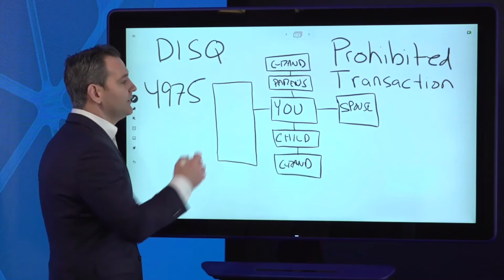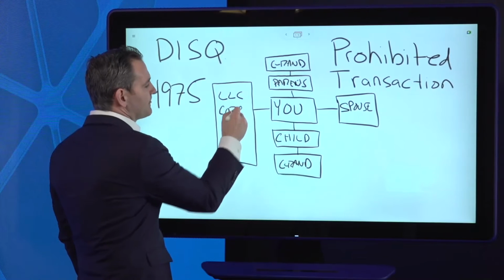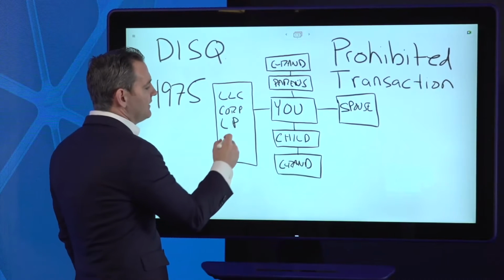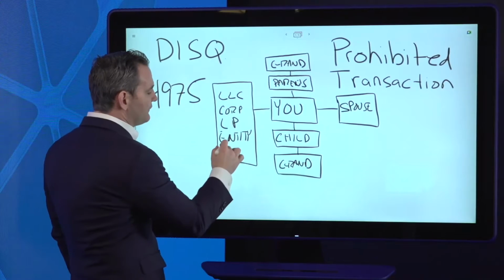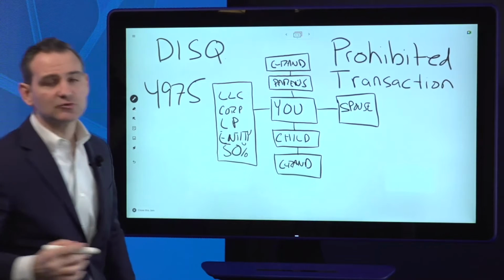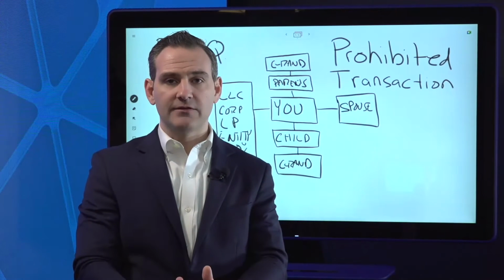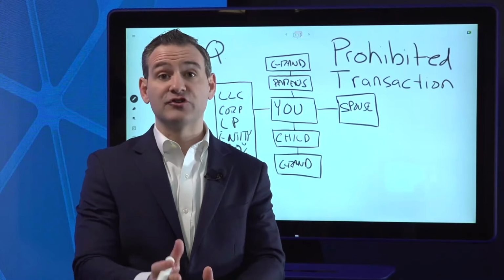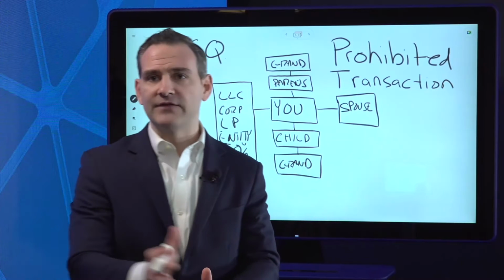And then over here, we have any LLC, corporation, LP, any entity, let's just call it an entity, that is owned 50% or greater by the above mentioned disqualified persons. So for example, the LLC that you are a 50% owner of is a disqualified person, which means your IRA cannot invest into that company.